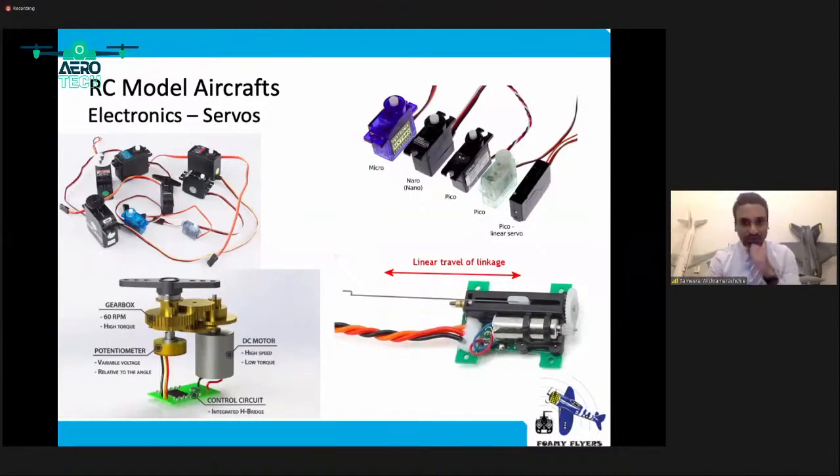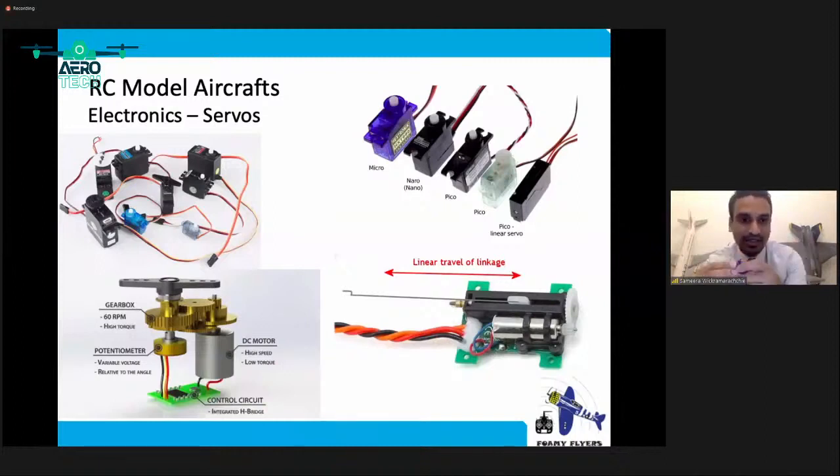Now, most commonly used are micro servos and nano servos, but there are standard servos that you can get as well. So this is a standard servo. This will have a rating on it, how much torque it generates, and also power ratings. And this is a micro servo. So you can see the size differences. Depending on the requirement of the aircraft you want to build, you can choose whether to have this or the bigger one.